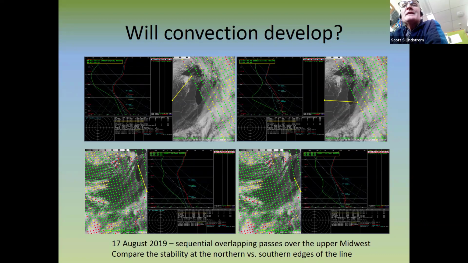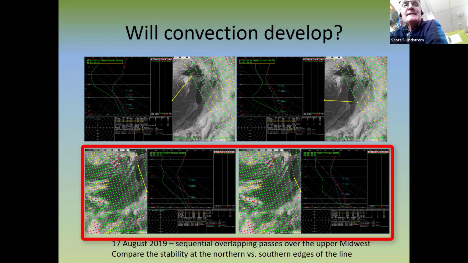And based on these NUCAPS profiles, maybe you're going to tell yourself, well, not very far to the south, because once you get really far to the south here, you have very dry mid-level air that's going to prevent any deep convection from occurring. And then we have another pass around 19Z, which is shown on the bottom.